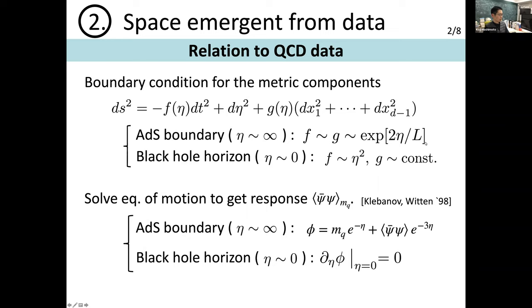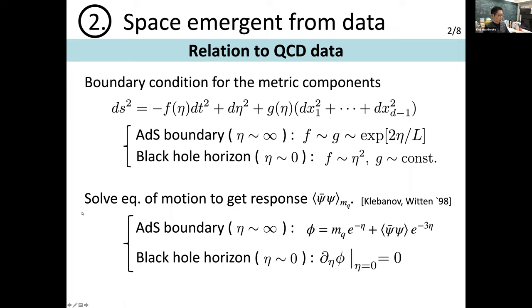And the other condition is on the other side. At eta equals zero, since this is a finite temperature, there should exist a black hole horizon according to the AdS/CFT dictionary. And at the horizon, F goes like eta squared and G goes to a positive non-zero constant. So this is the ordinary condition for the black hole horizon for this gauge-fixed metric. So these are the boundary conditions for F and G, and our metric, which we find by using machine learning, should satisfy these conditions.